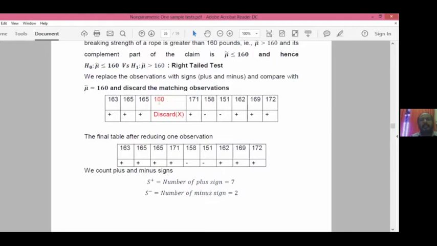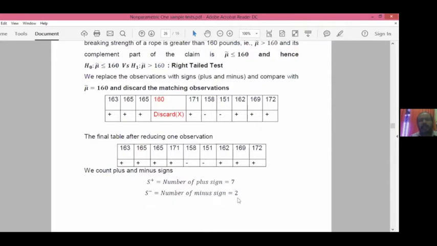Then we discard this particular 160 observation from the observations. So 171 obviously is positive, 150 is less than 160 so negative, 151 is again less than 160. With that difference we assign the signs to the corresponding observations, and the final table after reducing one sample becomes this. We count the plus and minus signs: the number of plus signs is 7 and the number of minus signs is 2.